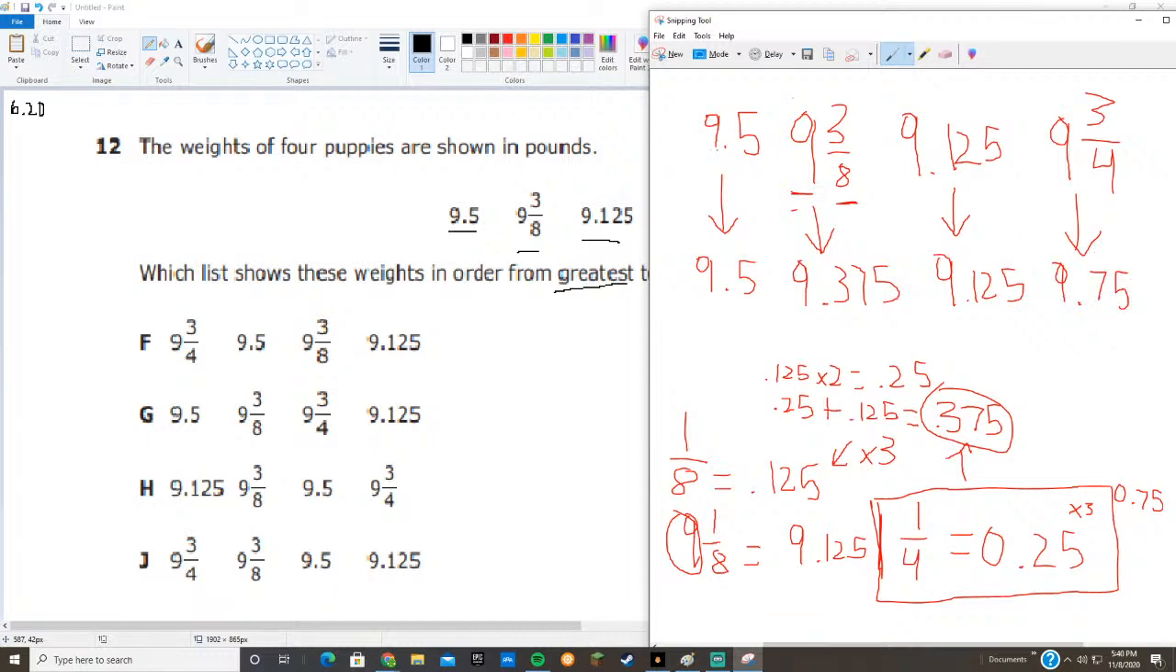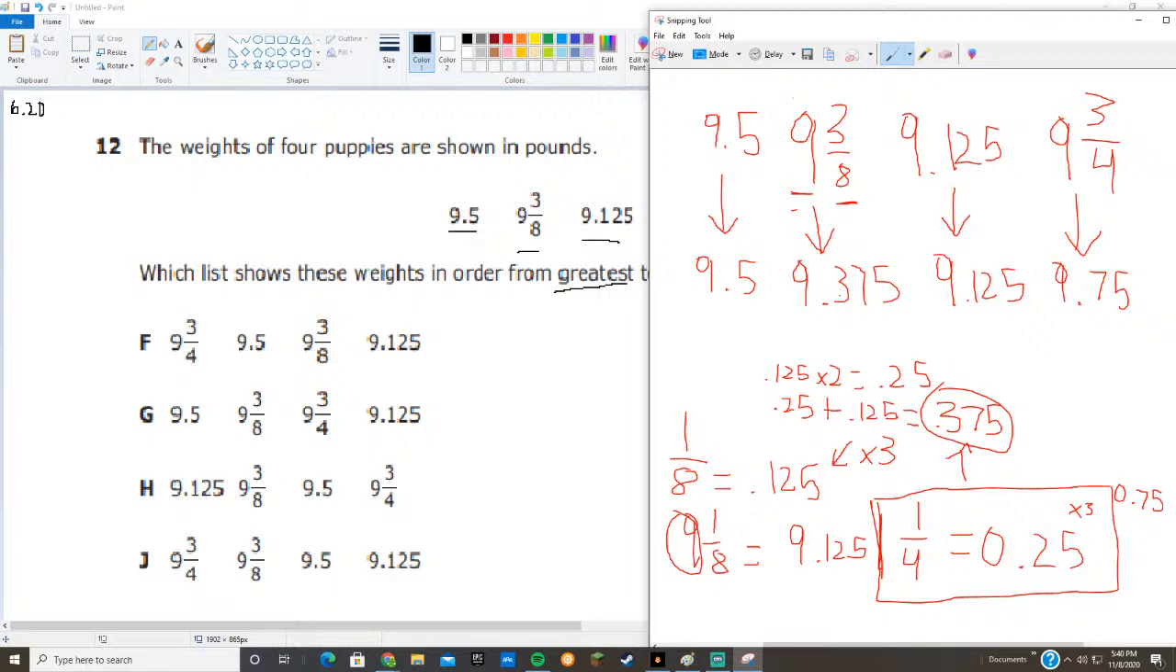So now we've successfully converted all of our fractions into one common form, decimal form. They're all in decimal form, so it's easier to read and put them in greatest to least order. So let's put them in order. Out of these 4 numbers, which one is the greatest? We'll start off with the greatest.